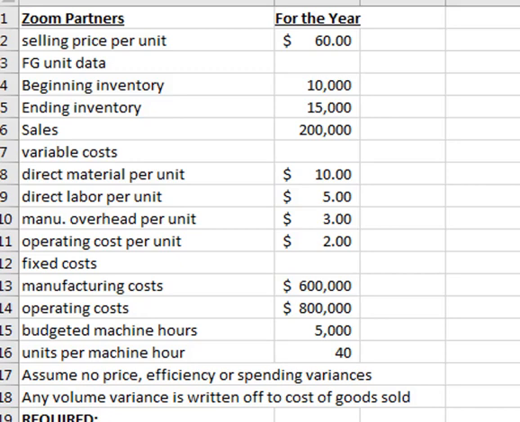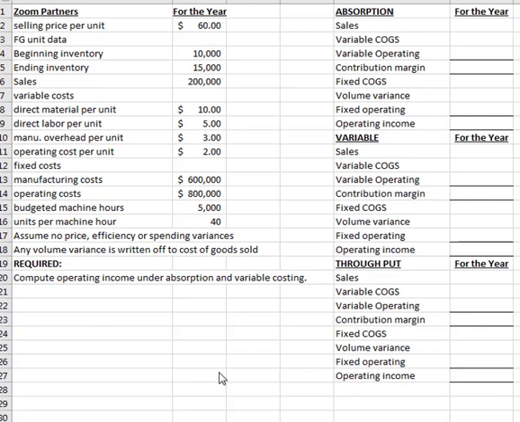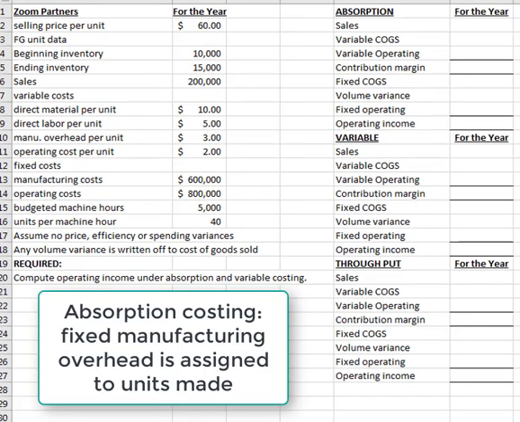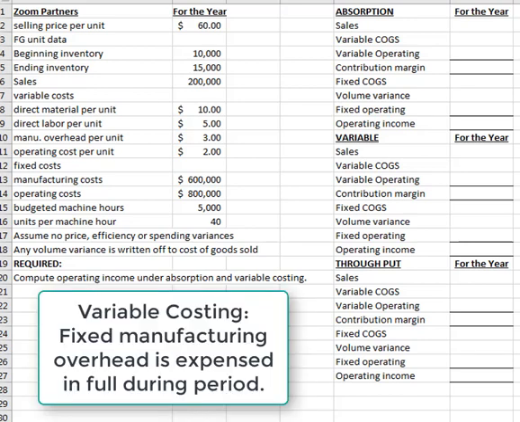This exercise asked for operating income under absorption and variable. I'm also going to do throughput just to illustrate that for you as well. Just a brief reminder that under absorption costing, the fixed overhead for the period gets assigned to the units made during that period. And so the unsold units which are left on the balance sheet have fixed overhead attached to them. In variable costing, the fixed overhead, factory overhead, manufacturing overhead, is considered a period cost.